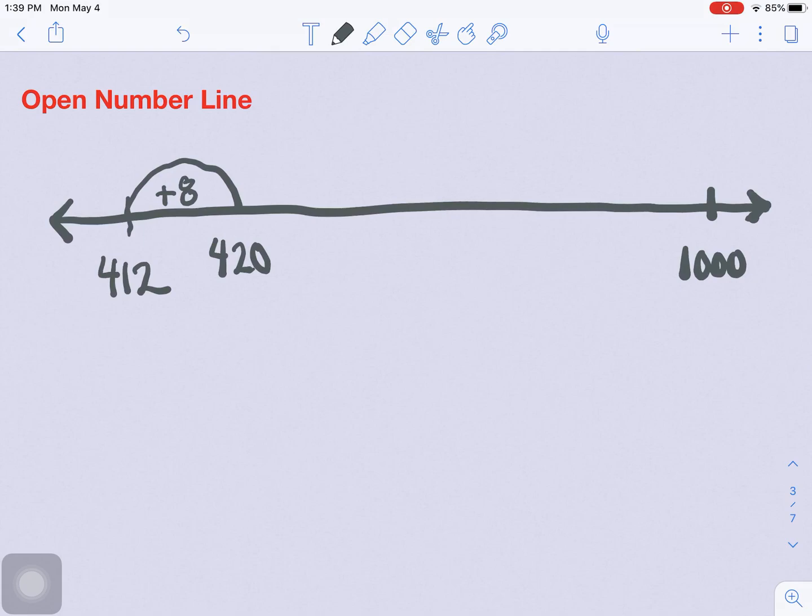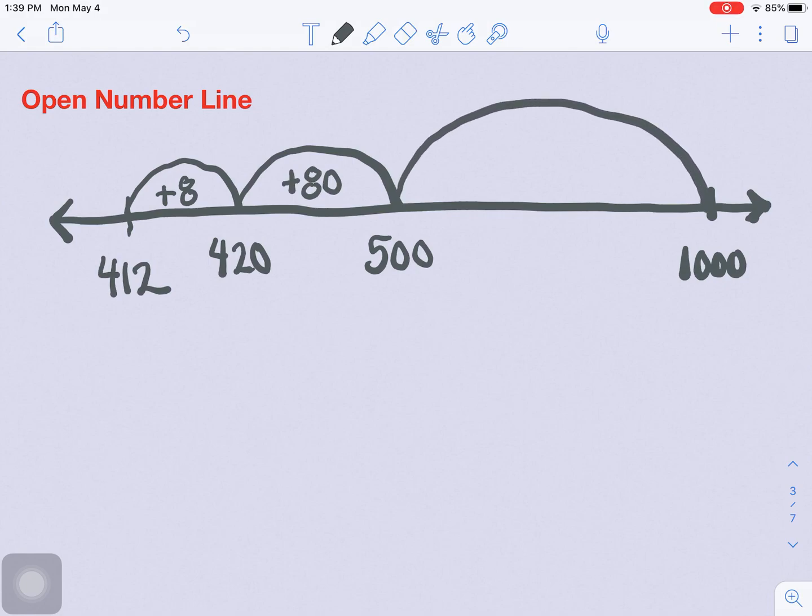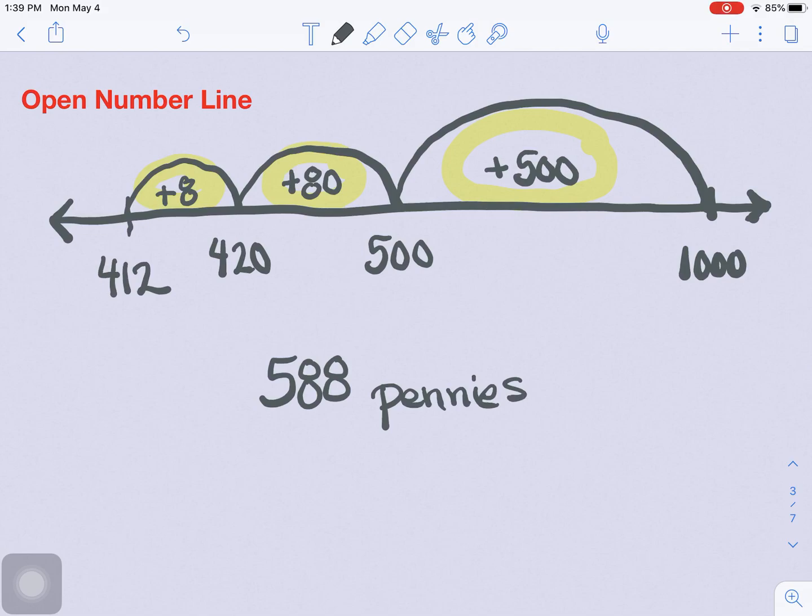Then when I'm at 420, I want to go to my next 100, which would be 500. To get from 420 to 500, I'm going to add 80. And then from 500 to 1,000, I'm going to add another 500. That will help me find my answer. She must have given Miss Voling 588 pennies. I noticed in my last video I kept forgetting the label. I know better than that.